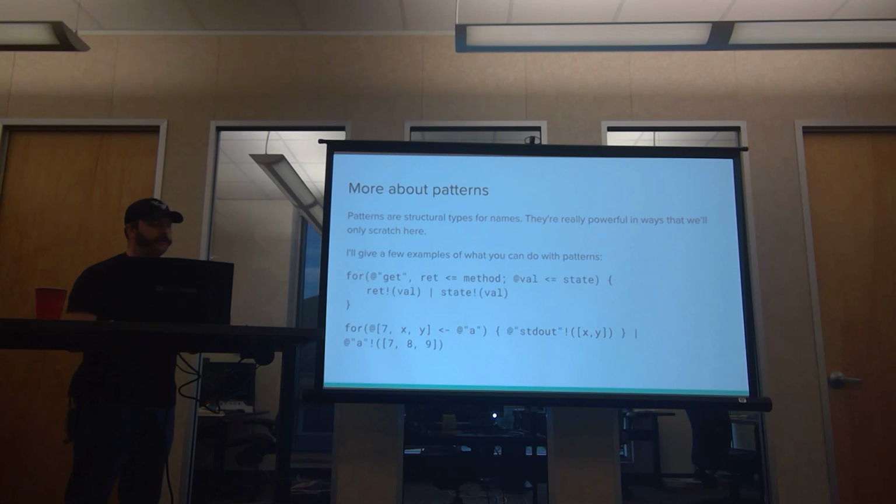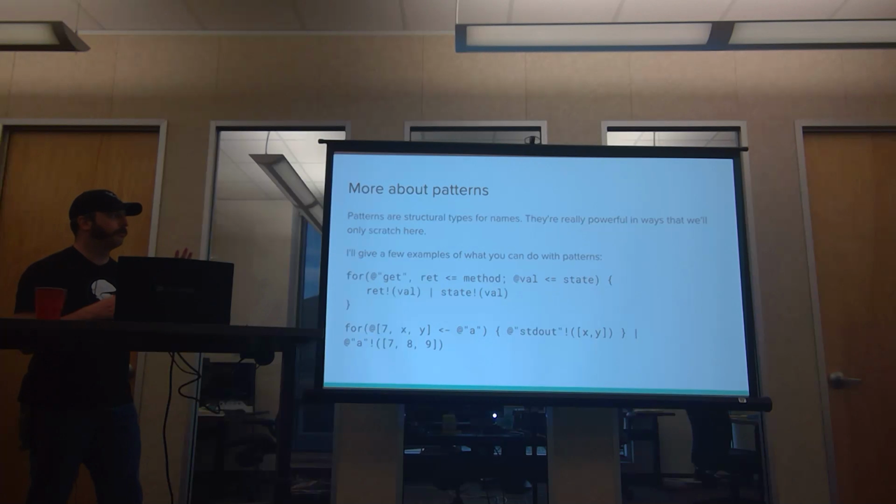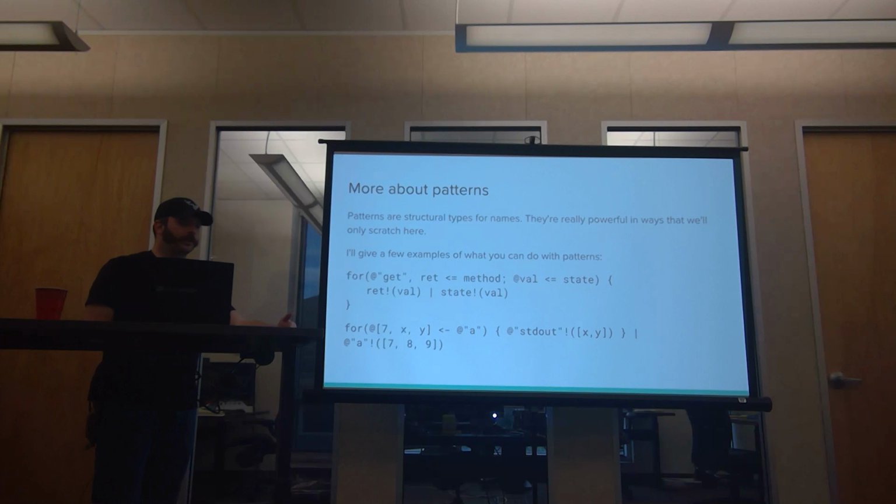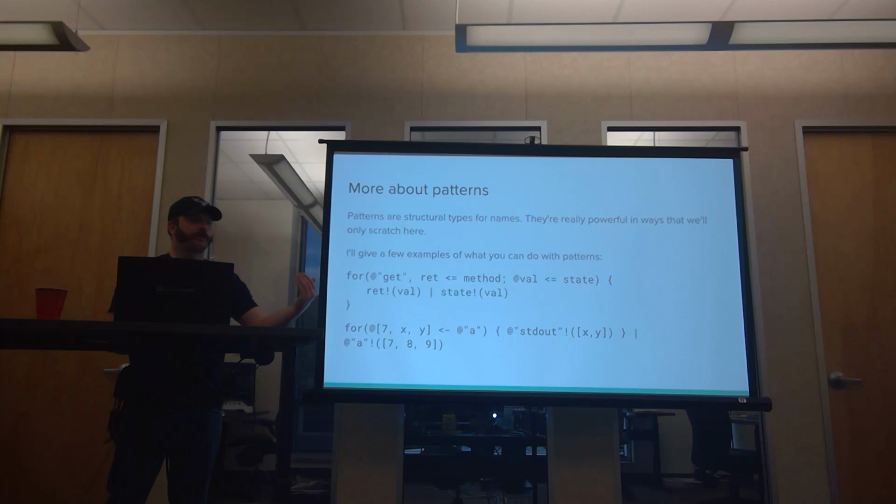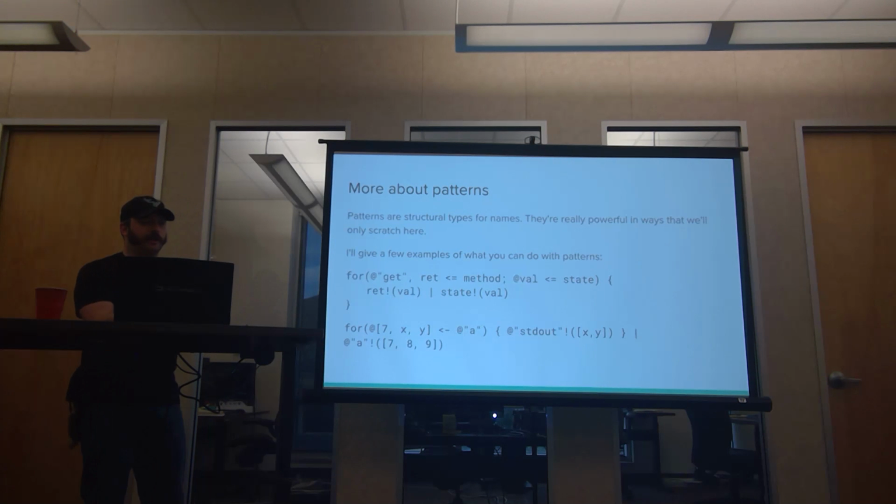So we can talk more about what the patterns are and why they're powerful. The patterns are structural types for names, and the way that you produce a structural type for a name is to quote a structural type for a process. Kind of works out nicely. There's symmetry between the type of a name and the type of a process. It comes from: you quote a process to get a name, and you quote a type of a process to get the type of the name.